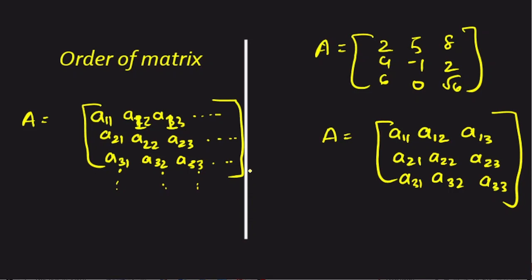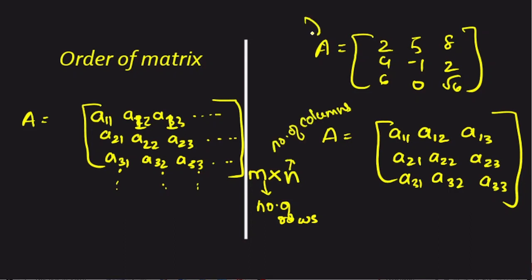M by N. So this multiplication cross symbol, we will read as "by" here. M by N, where M is the number of rows and N is the number of columns. So here, how many rows does this A matrix have? Tell me, what is the order of the matrix?